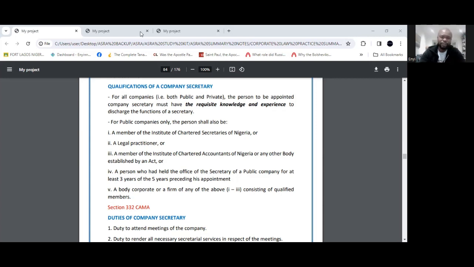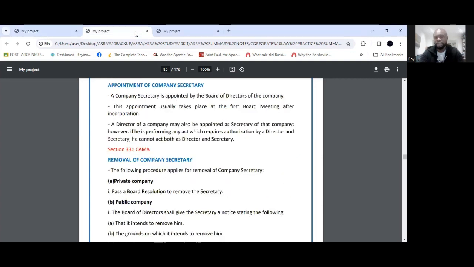Now, in terms of how company secretaries are appointed, the board of directors has the power to make the appointment. So usually you have the board of directors appoint a person to be the secretary of a company. And of course, you know that the board can appoint one from amongst themselves to be secretary. So in a company, you can have a person who is a director on the board and also a secretary of the company. So that's how company secretaries are appointed, simply by the board of directors.